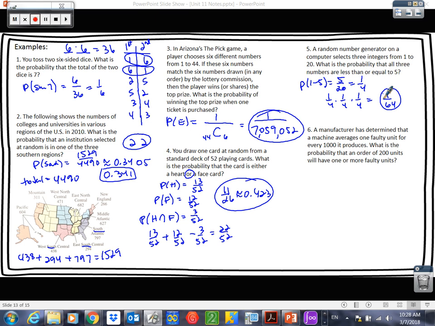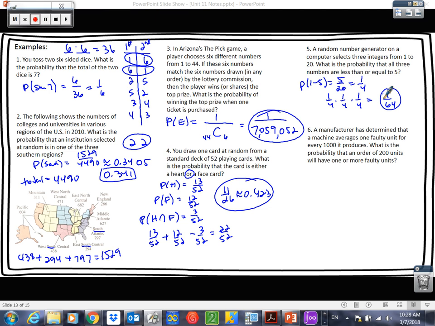Well, if we want at least 1, let's see, we'll have 1 or more faulty units. What would happen if we had no faulty units? None. If we found out the probability of having no faulty units and then we did 1 minus that, wouldn't we get the other probability? I mean, we would. That would give us a probability of any kind of faulty. So let's go through and calculate, what's the probability of getting all of them perfect?